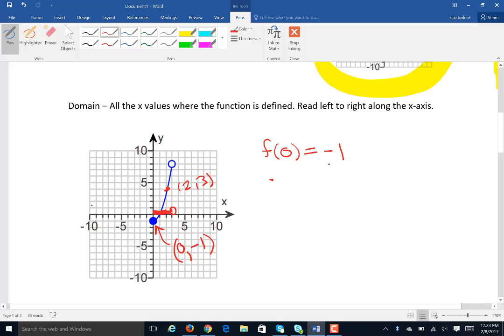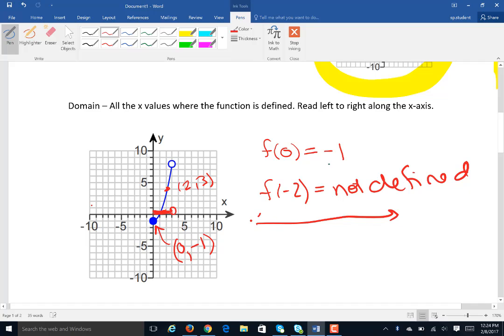Now if I asked you what f of negative 2 was, you'd say, it's not defined, right? There's no point when you go over here to x is negative 2 where you see the function. So the domain is just going to be the x values that have some y value. So it's going to start at x equals 0 and it's going to go to 3. Now we have an open circle on 3 because there's not really a value when you plug in 3. So it's this region right here.